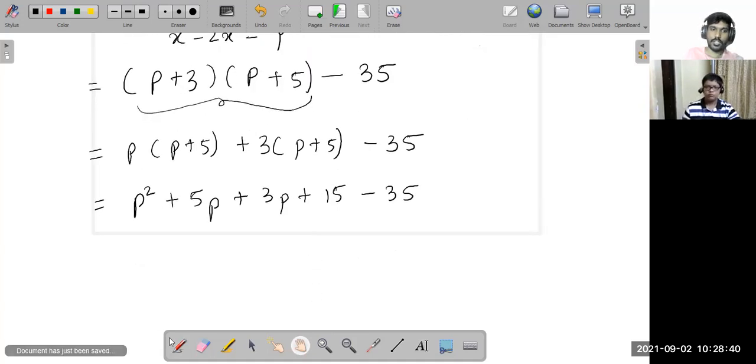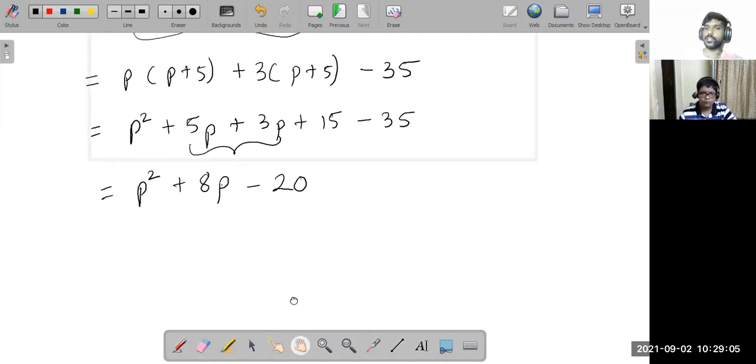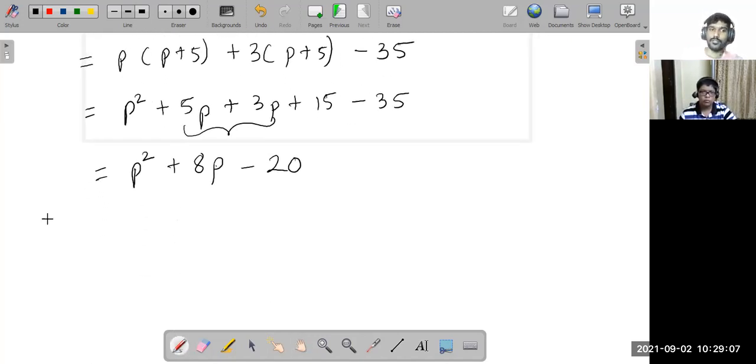Yes, sir. Okay. So now this becomes p square. 5p plus 3p is 8p and 15 minus 35 is minus 20. Fine? Yes, sir. Now this is a quadratic polynomial. Find out the solution. So first find out A, find out B, find out C. Tell me what is A, B, and C.